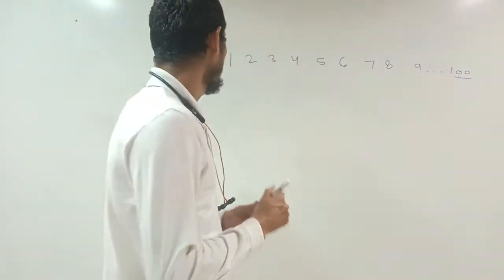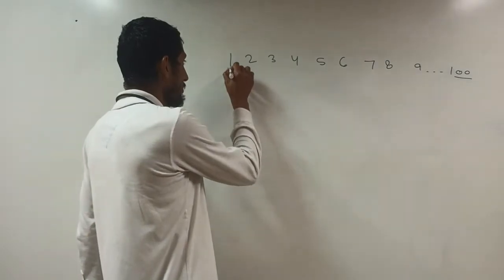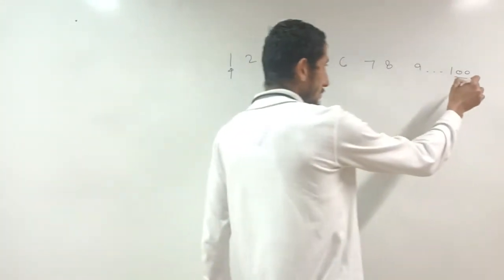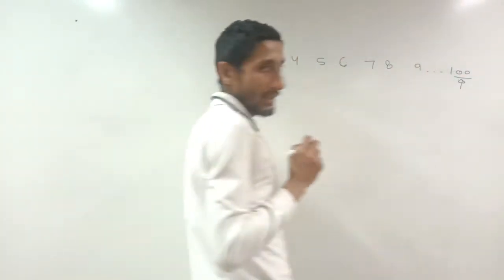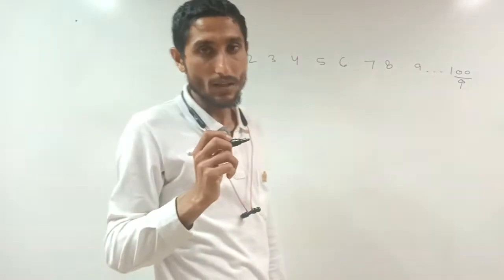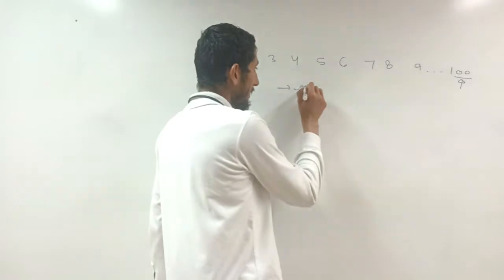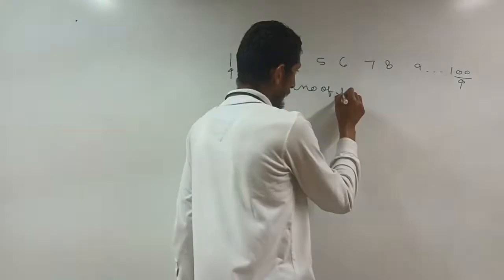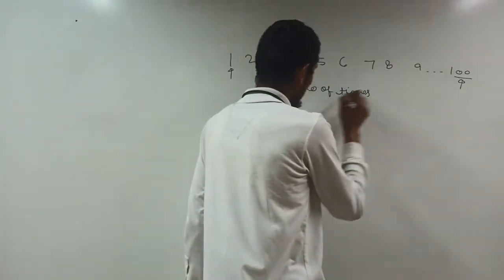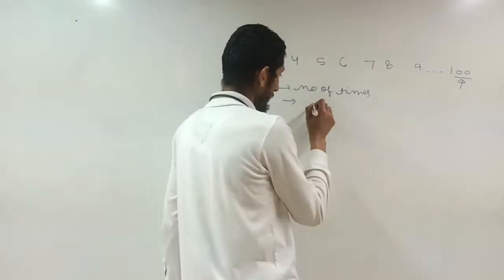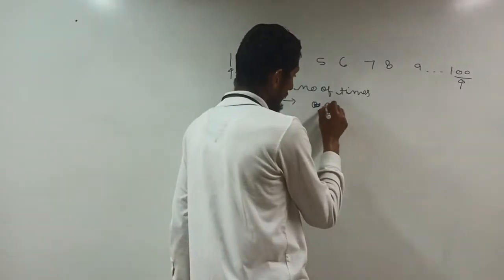So what is the starting position? The starting position is 1. What is the ending position? The ending position is 100. So you have to keep two things in mind. First one is number of times, and the second thing is quantity. Sorry, content.